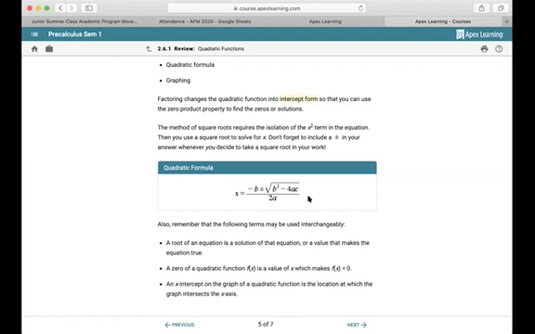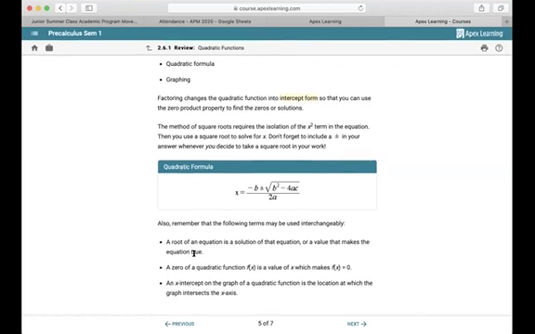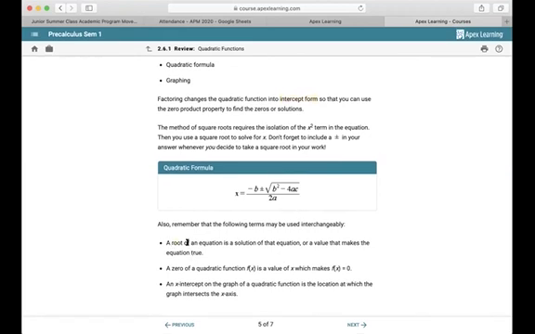All right. And then this one was just talking about making sure you know the difference between root, zero, and x-intercept, okay? All of them effectively mean the same thing and they're pretty interchangeable, but just be careful: if it's asking you to plot the x-intercept, you've got to make sure you're going on a graph, versus if it's saying solve for the zeros, you've got to get a value, like a number value. Okay.